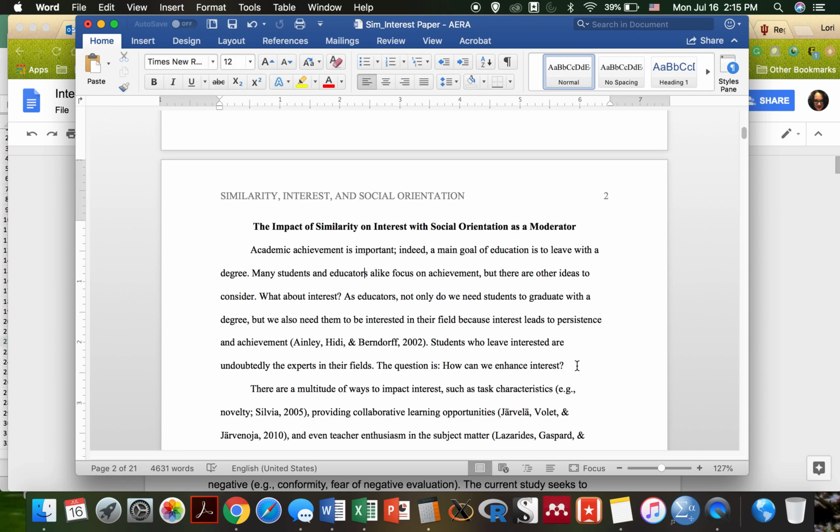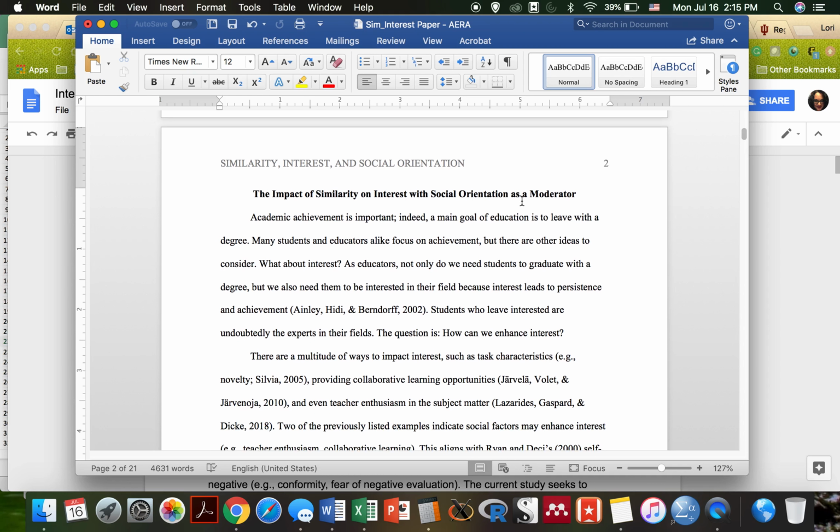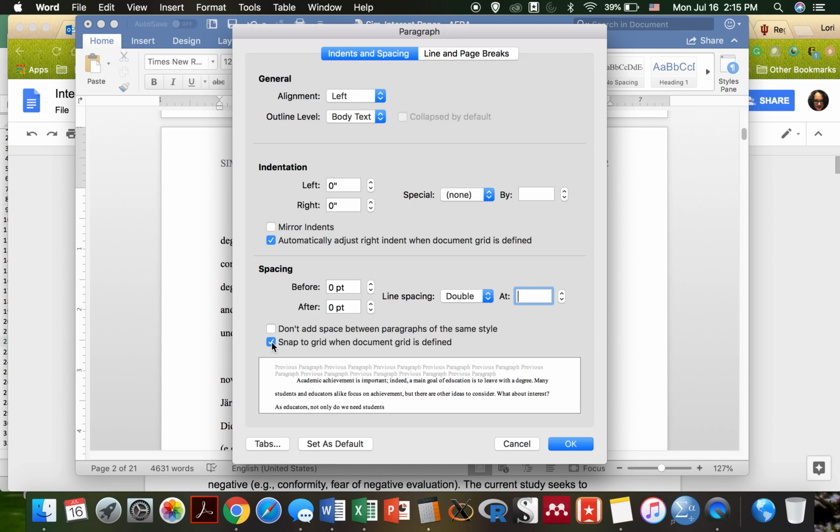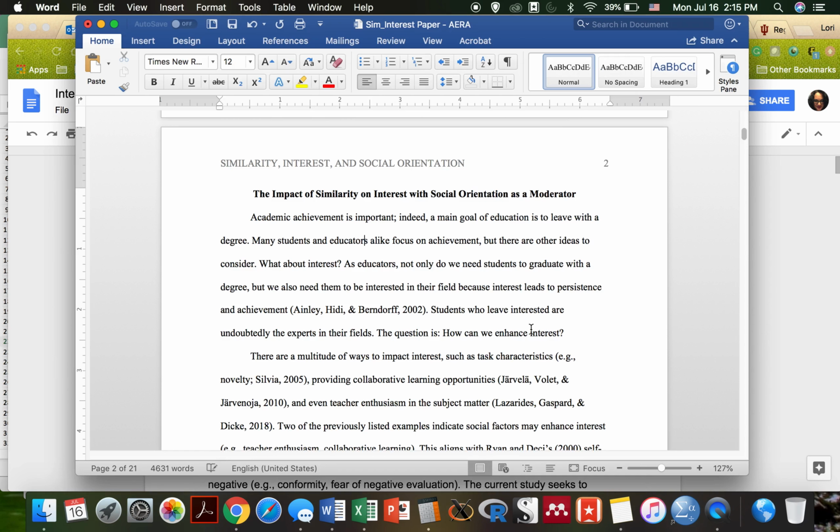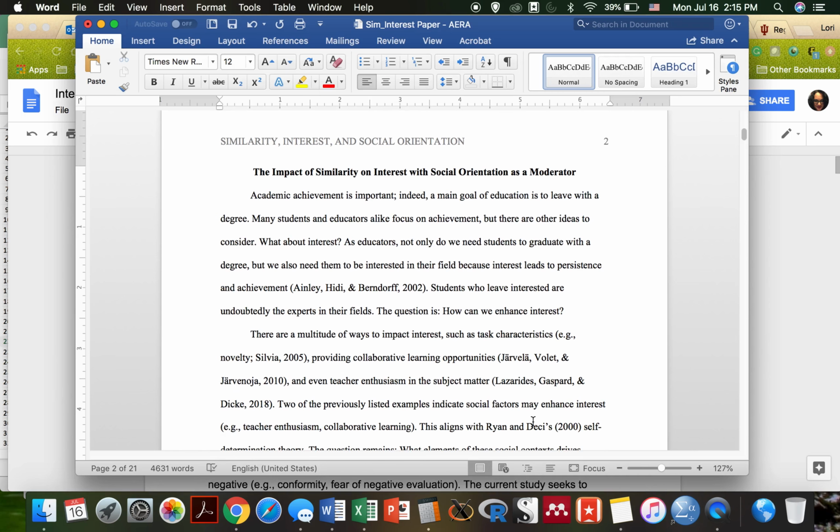I don't really count as much off for it or anything, but if you notice between my paragraphs, there's no space. That's because I go into the line spacing options, and I had clicked this. You click that after you highlight your whole paper, and it will do that to your whole paper, where it will take that little tiny extra space that sometimes shows up here.